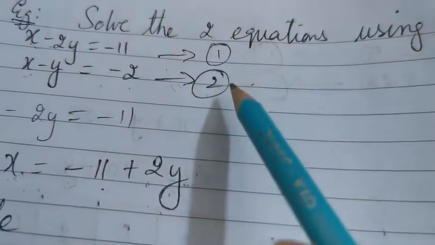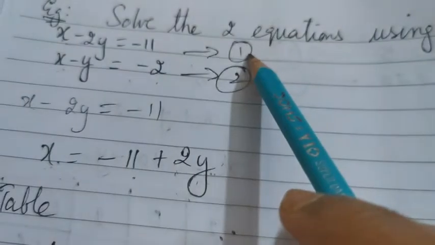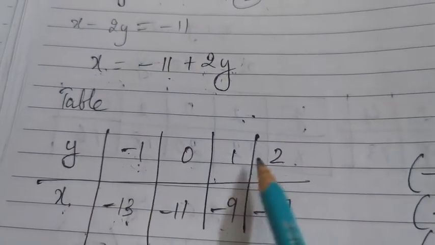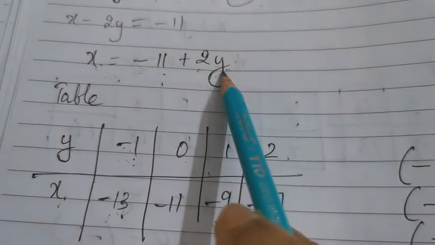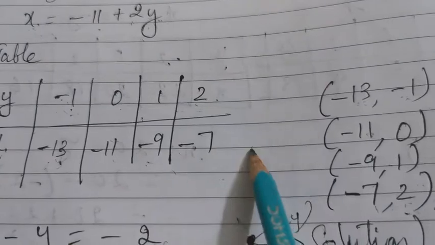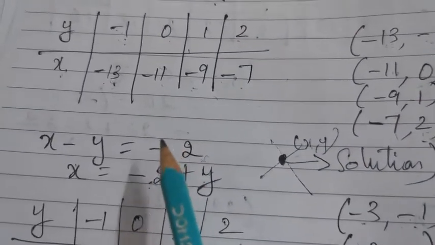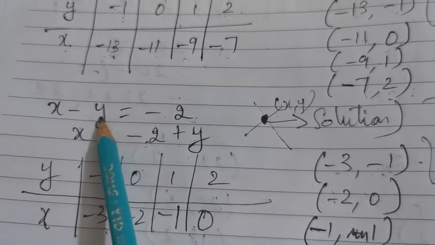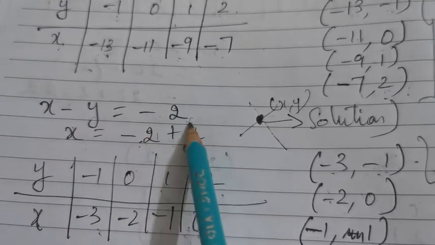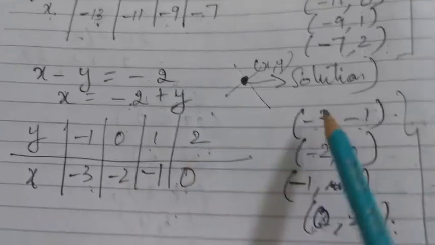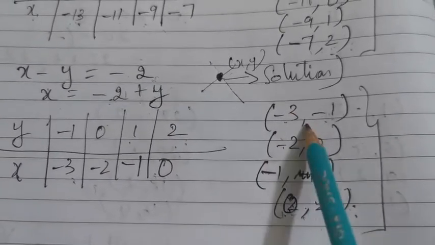So I'll just repeat the steps. I have two equations given. From the first equation, I will find the value of x and form a table by assuming the values of y and substituting those values here and finding the values of x. So I get 4 points from here. The same thing I will do with the second equation. I will find the value of x from the second equation and substitute the assumed values of y to find the values of x. From there I get my points.